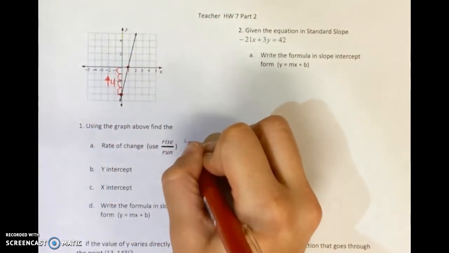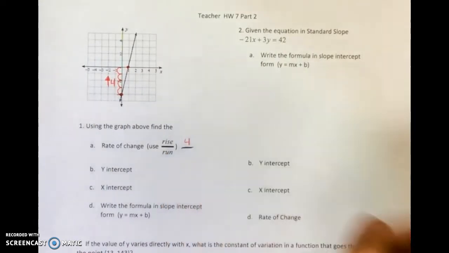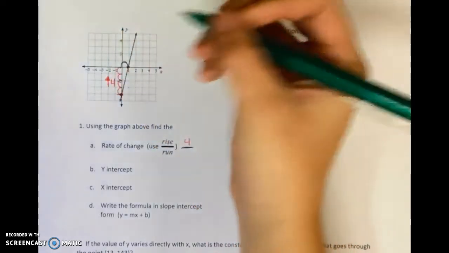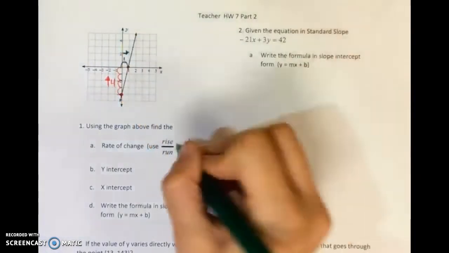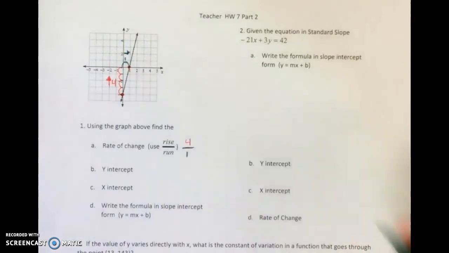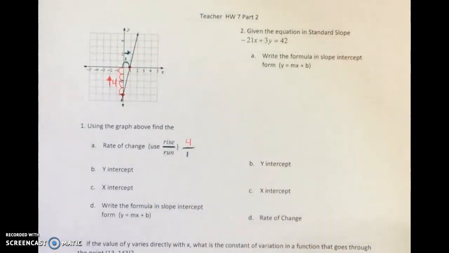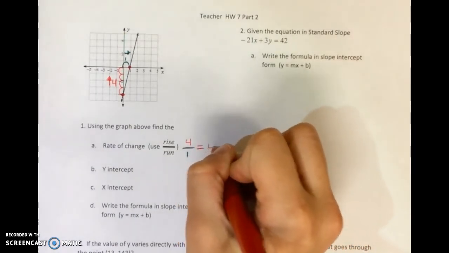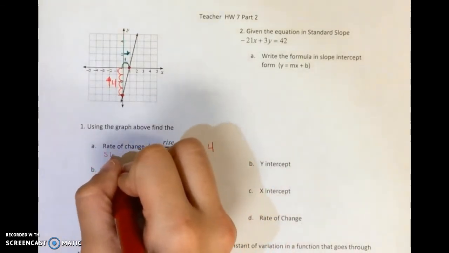So my rise is 4 over the run, which is 1. And you go to the right, and to the right, the numbers are positive, so it stays positive. So 4 over 1 is the same thing as saying 4. So my rate of change equals 4, because rate of change is the same thing as slope.